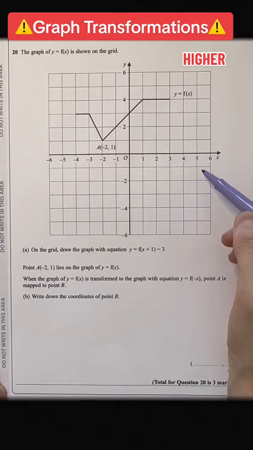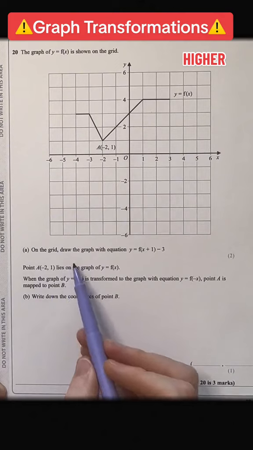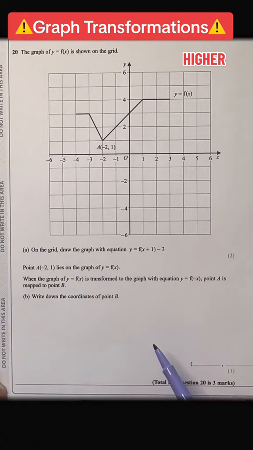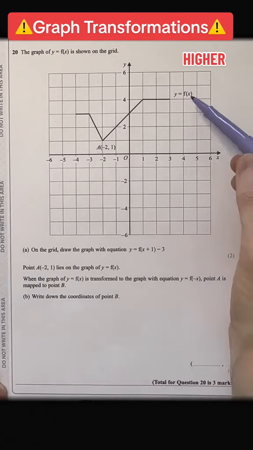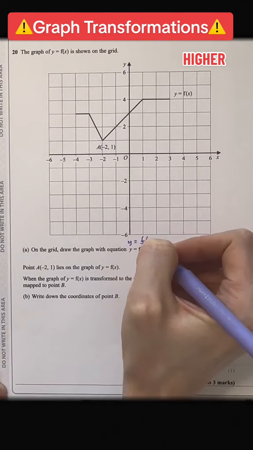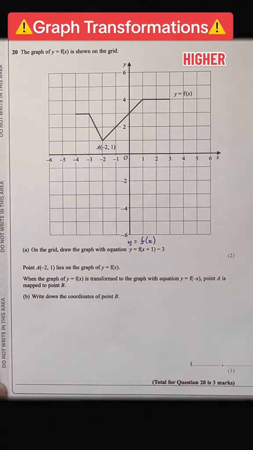The graph of y equals f of x is shown on the grid. And we are asked, on the grid, draw the graph where equation y equals f of (x plus 1) minus 3. If we compare the two, originally I had y equals f of x, that's the one drawn. And I'm asked to draw y equals f of (x plus 1) minus 3.